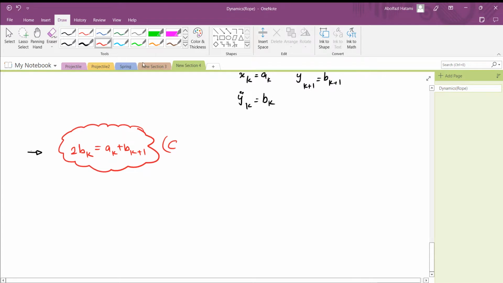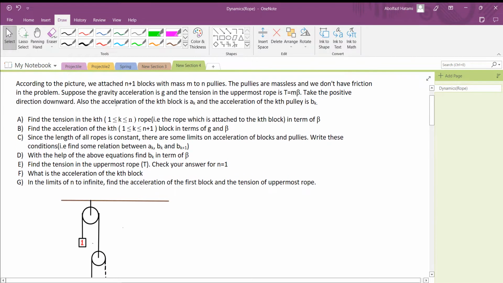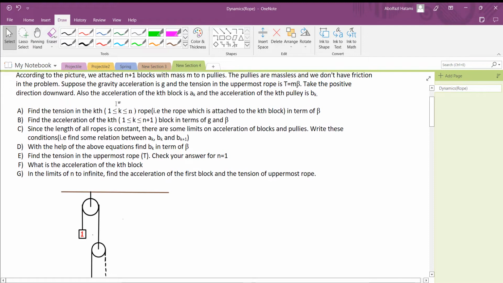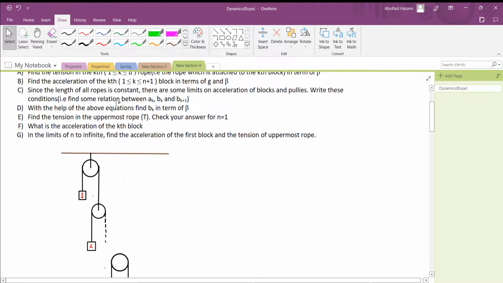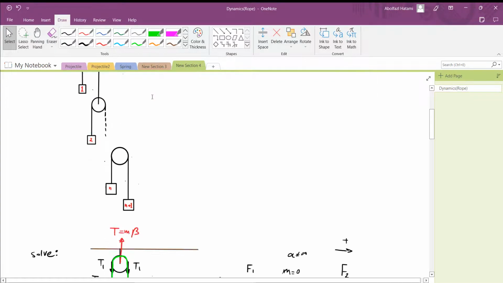Let's go to part D. It says that with the help of the above equations, find bk in terms of beta. This part is the most difficult part of this question. It is not so difficult, but it is the most difficult part of this question. What should we do to find bk in terms of beta?